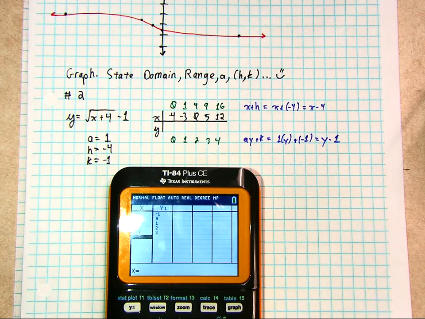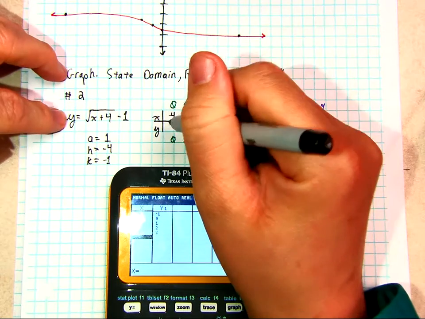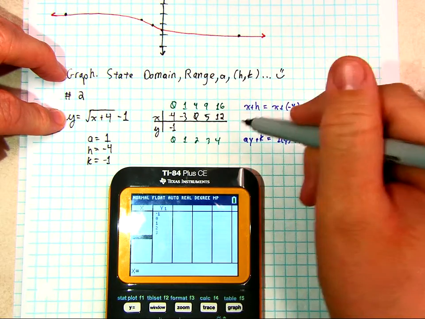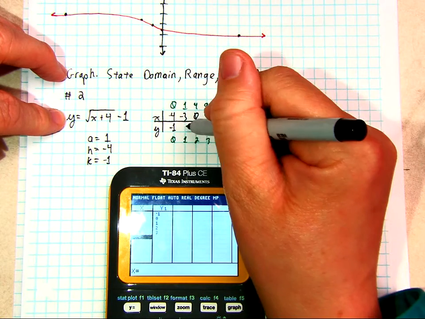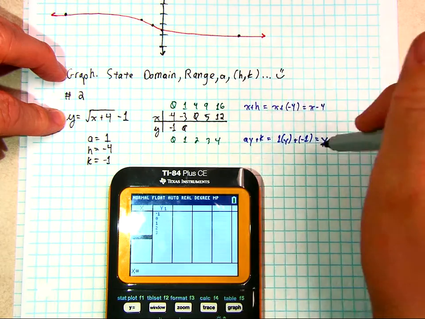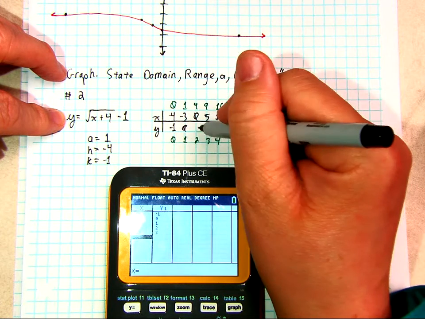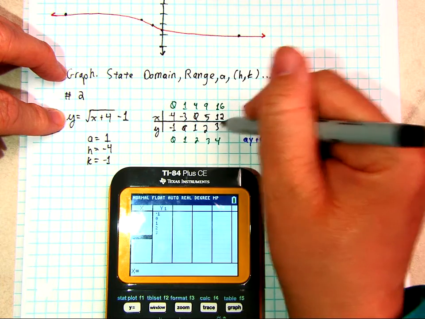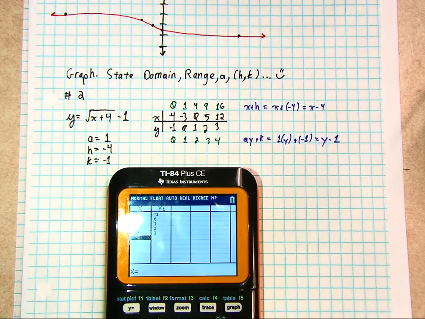0 minus 1 gives me negative 1. 1 minus 1 gives me 0. 2 minus 1 would be 1. 3 minus 1 is 2. And 4 minus 1 is 3, giving us our points that we need to graph our graph.